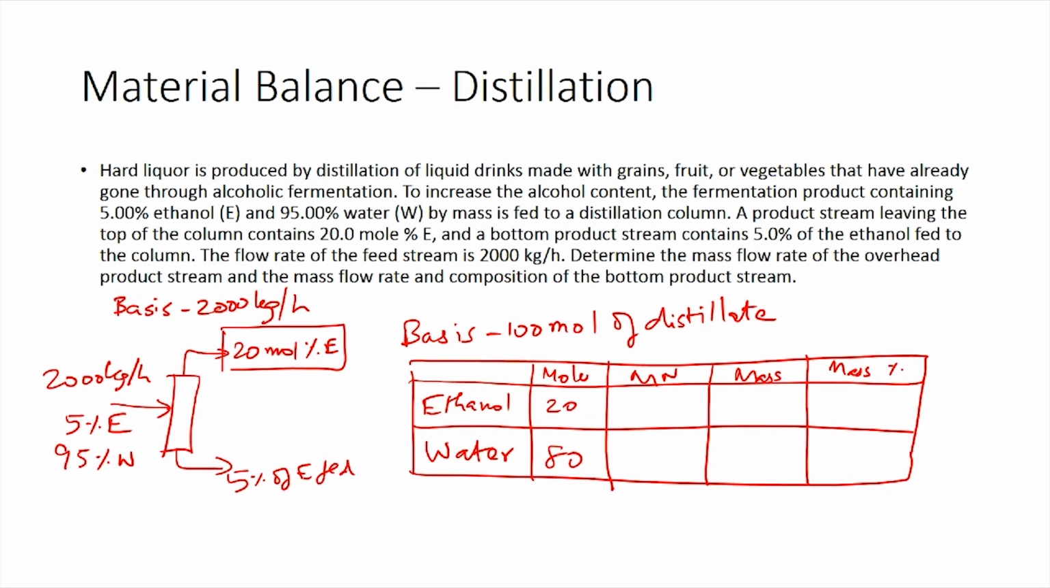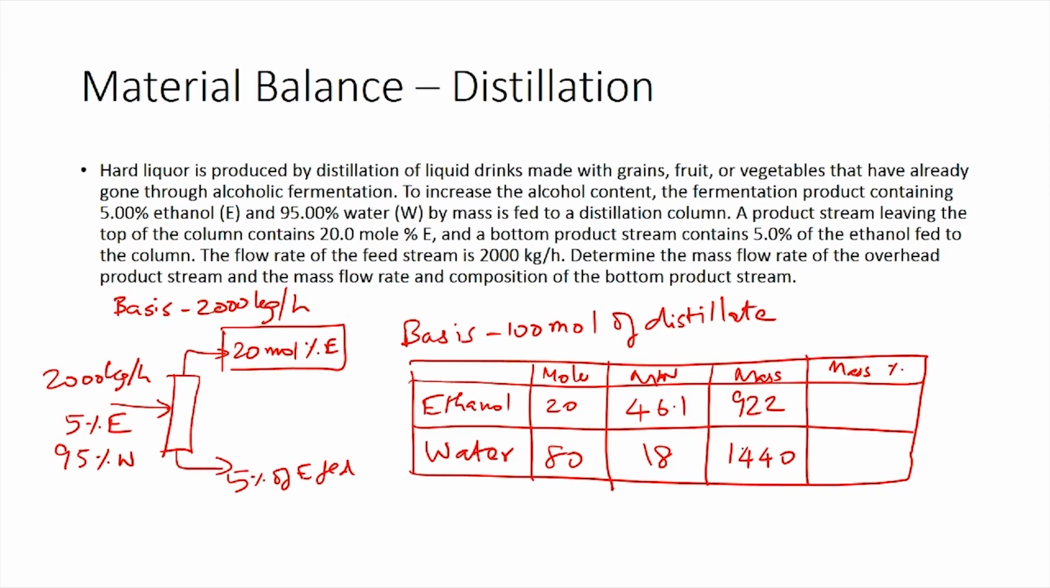The molecular weight for ethanol is 46.1 grams per mole and the molecular weight of water is 18 grams per mole. So using the molecular weight, we can convert the moles to masses by multiplying moles times molecular weight. This gives us the mass of 922 grams of ethanol and 1440 grams of water.